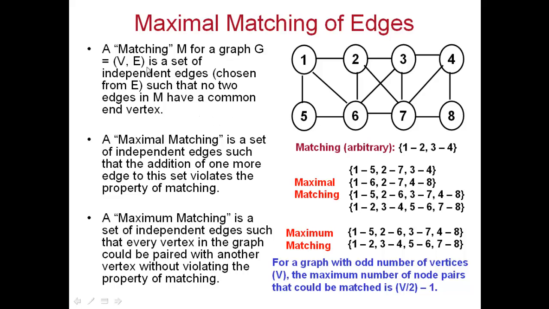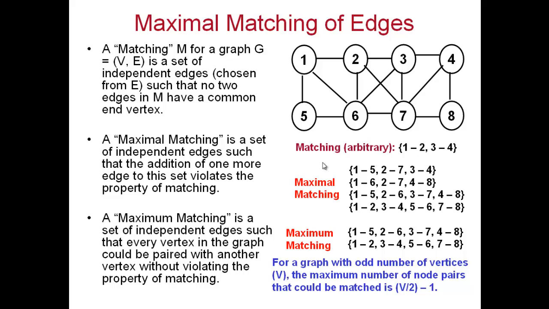So for example, in this case 1, 2, 3, 4, 1 doesn't appear anywhere else in this pairing, 3 doesn't appear anywhere else in this pairing. So that's simply called a matching. Matching by definition is a set of independent edges such that no two edges have a common end vertex. That is the same as saying no vertex appears more than once. No two edges should have a common end vertex. Is that clear? That's the definition of matching.